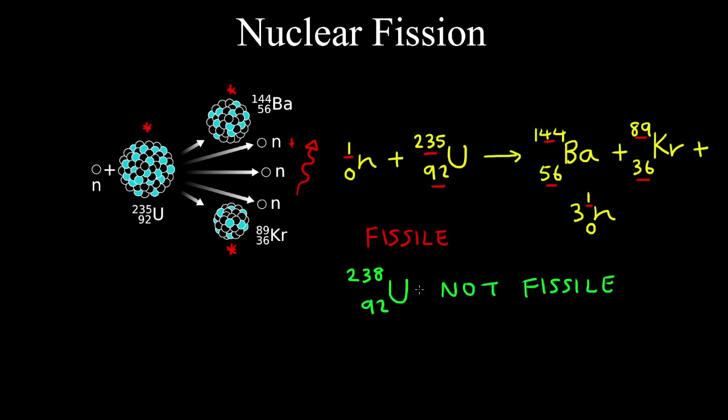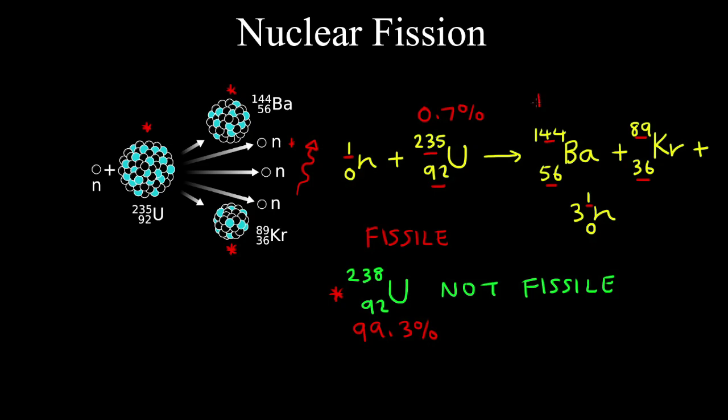So it's hard to break it up into smaller nuclei. So uranium-235 has 0.7% abundance, and uranium-238 has 99.3% abundance. So natural uranium will mostly contain the non-fissile isotope.